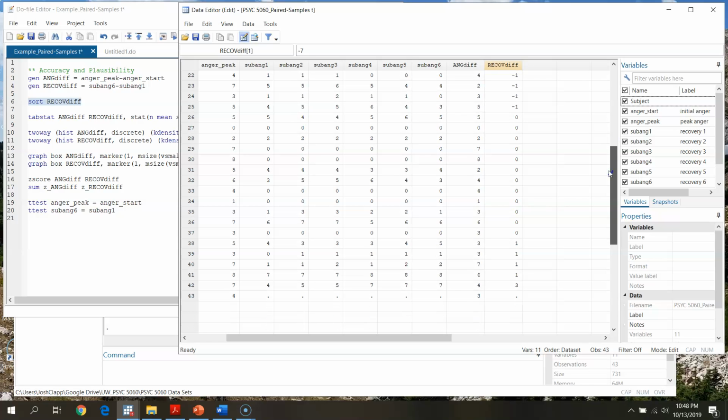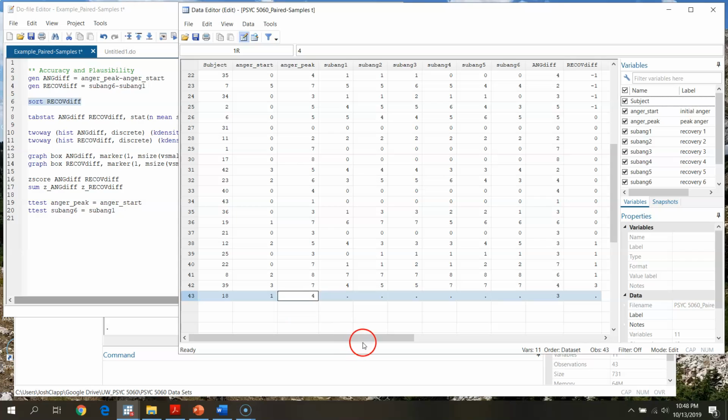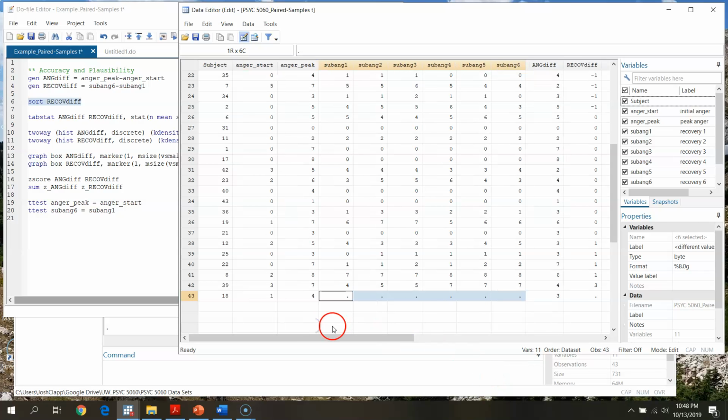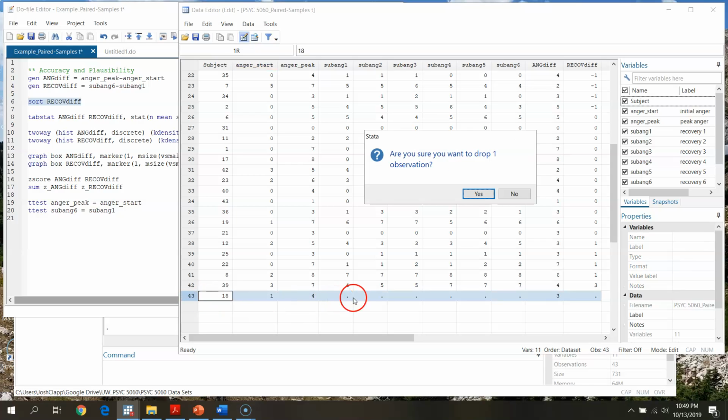Going through, this is a small set, so we can take a look. We can see that, yes, we do in fact have a missing value for participant number 18. Looks like we didn't have any anger ratings. We've got anger ratings at baseline and peak anger, but we've missed anger ratings for the angry recovery period. And so what we would do is make a note that we're missing a value for participant number 18, but then we're going to go ahead and get rid of that.